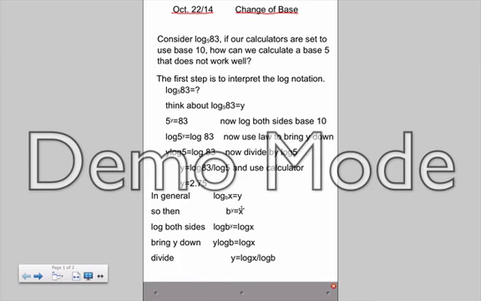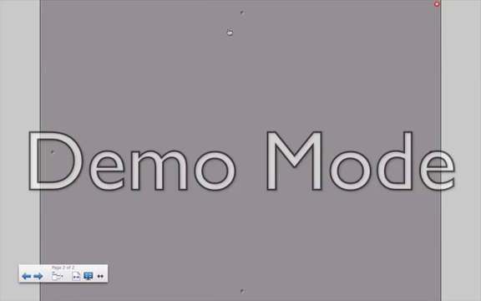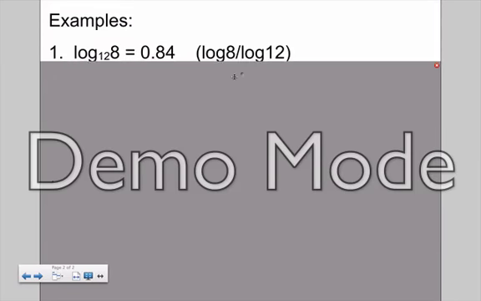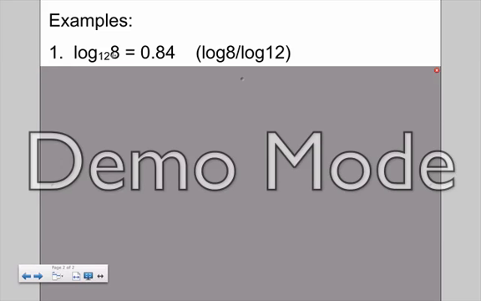Now, another way I like to say this is if you look at the original log notation, b is our base and x is our answer, y is the exponent. So to find the exponent, it's log of the answer divided by log of the base. So log answer divided by log base. And we can do that to quickly get the answer to some examples. So if I have log base 12 of 8, what exponent on 12 will give me 8? Well, 8 is the answer, 12 is the base. So I do log answer divided by log base. Log 8 divided by log 12, and my calculator gives me 0.84.